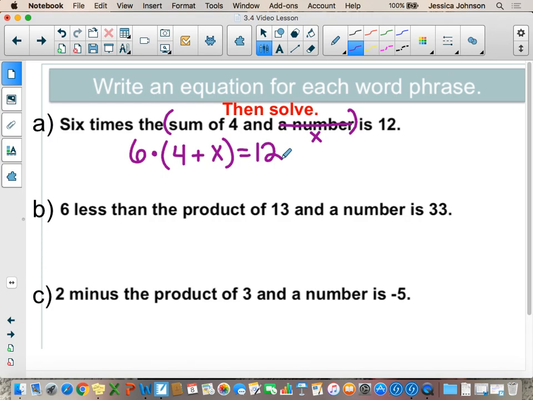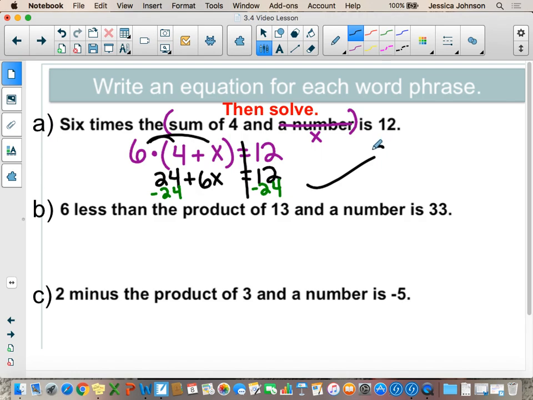Okay, so now I want to solve this equation, so I'm going to draw my line down my equal sign. Remember, like we talked about in the warm-up, my first step is to simplify. I'm going to distribute. 6 times 4 is 24, plus 6x equals 12. Add or subtract my constant. Well, my constant is this 24, so I'm going to subtract 24 from both sides.